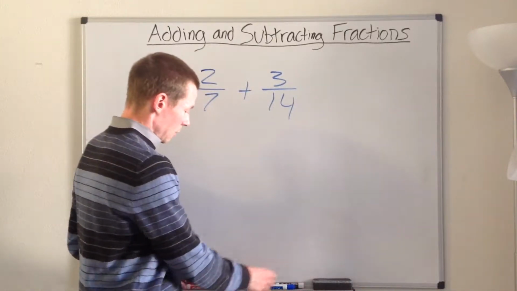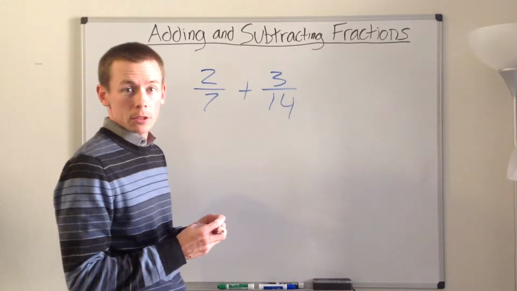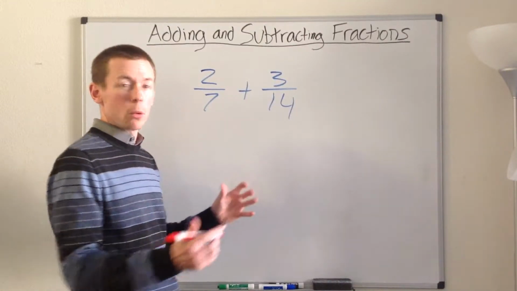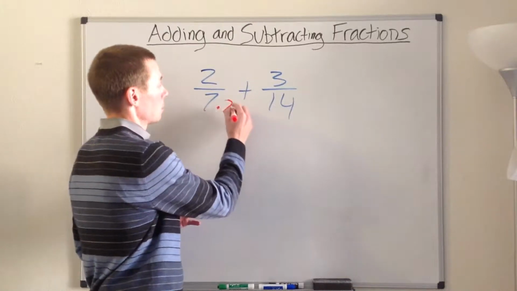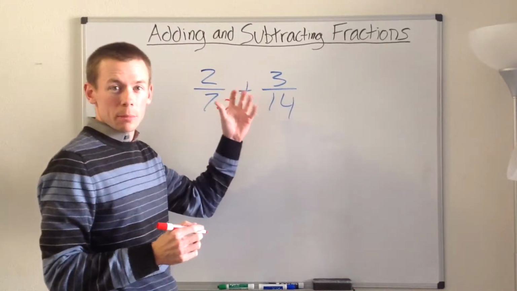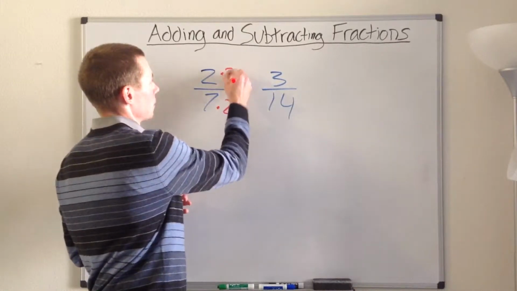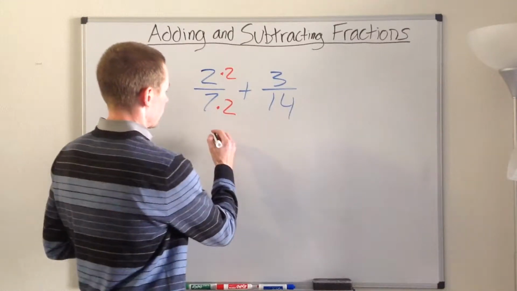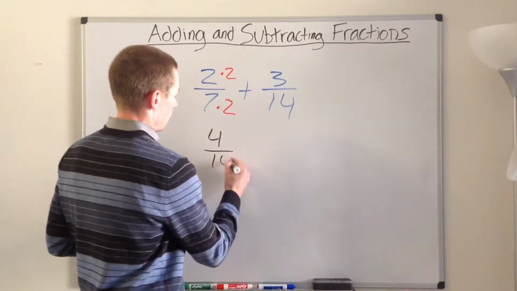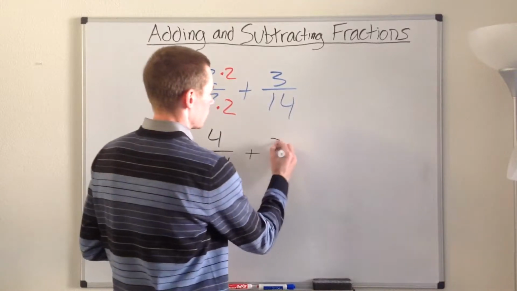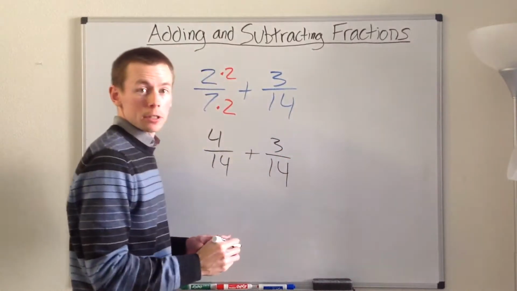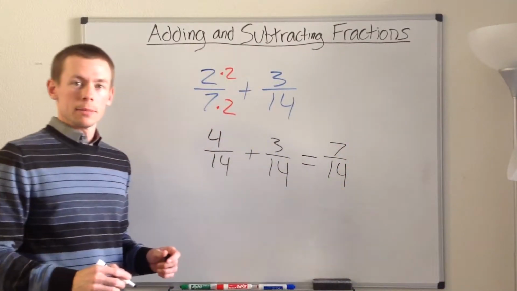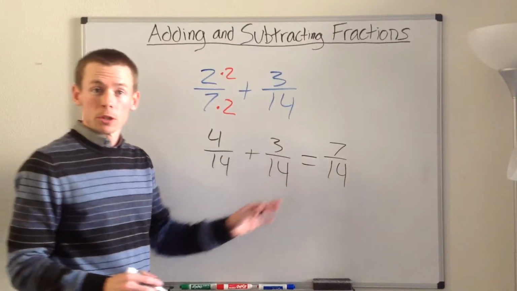Okay, so we found out that 14 was the common denominator, lowest common denominator, so we don't have to change this, but we do have to change this. And remember, with equivalent fractions, if we change this by multiplying by 2, we have to do the same thing to the top to keep it equivalent. So now we have 4 over 14 plus 3 over 14 equals 7 over 14. Right? Now we can add them. And this could be reduced to 1/2.